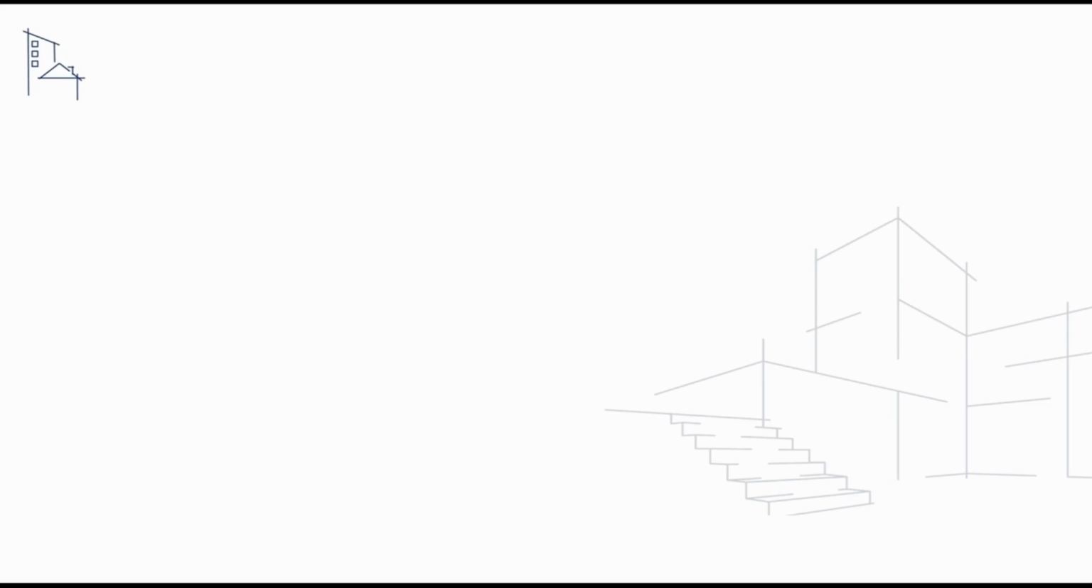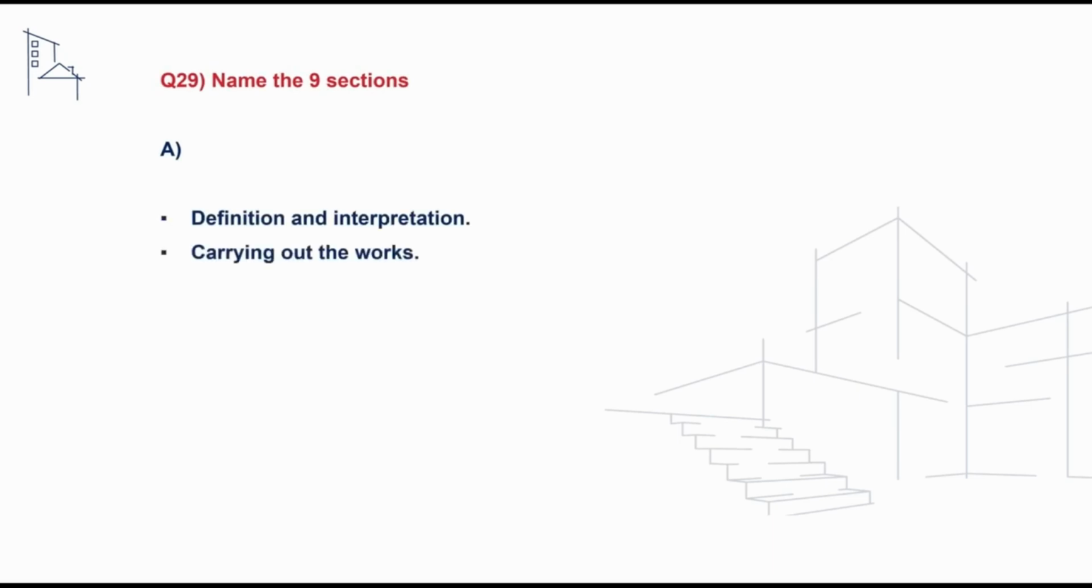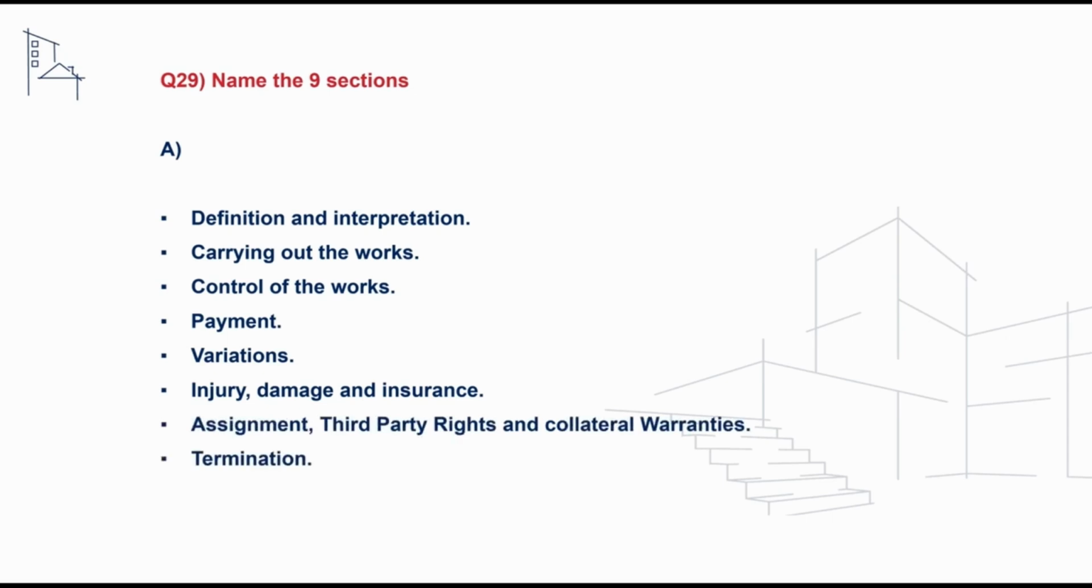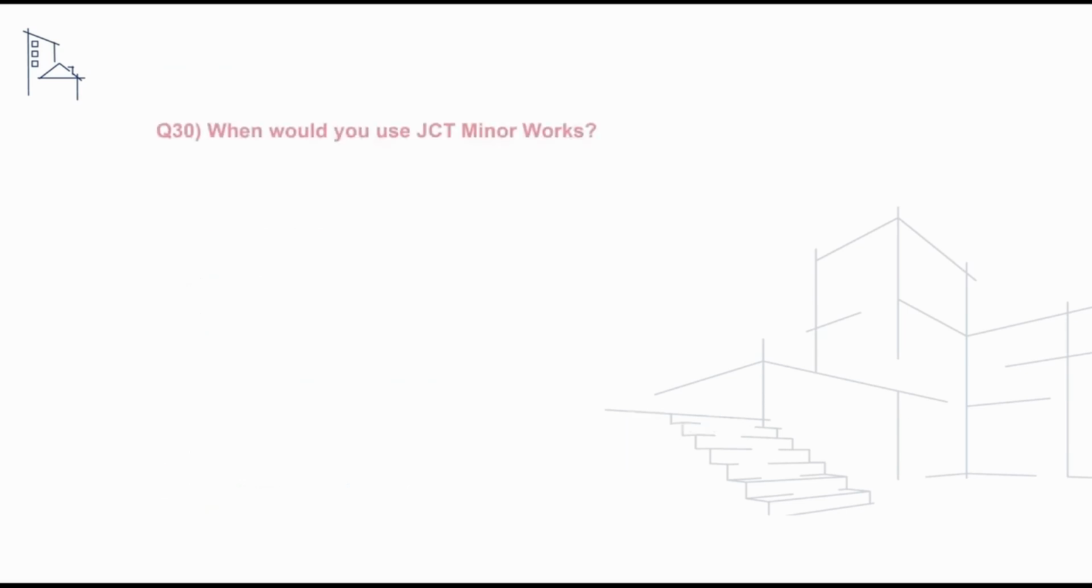And we may receive a follow-on question asking us to name each of the 9 sections, and to address this, we can make reference to definition and interpretation, carrying out the works, control of the works, payment, variations, injury, damage and insurance, assignment, third party and collateral warranties, termination, and settlement of disputes.